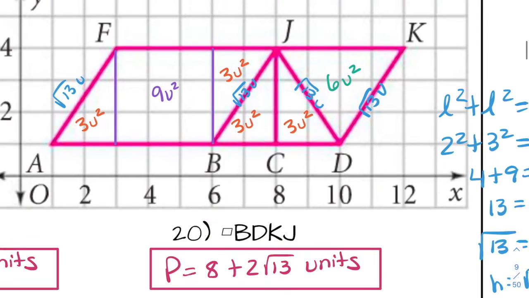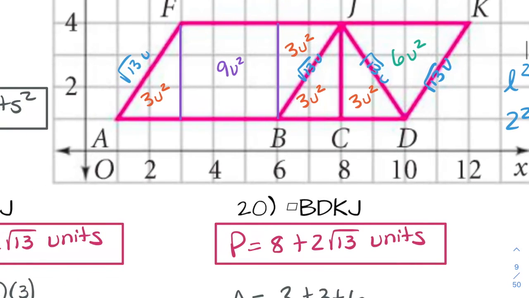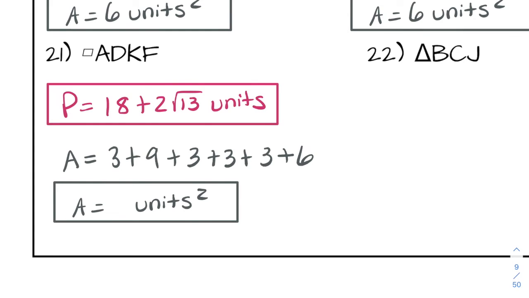And then the area is going to be all these things together. 3, 9, 3, 3, 3, 6. So 3, 6, 9, 12, 15, 18, 27, I believe. 27 units squared.